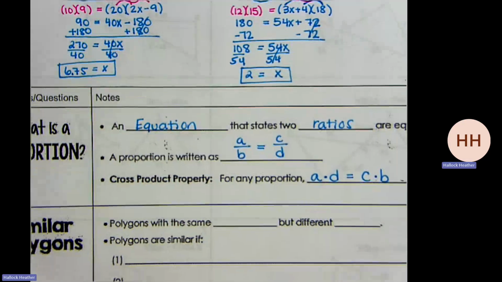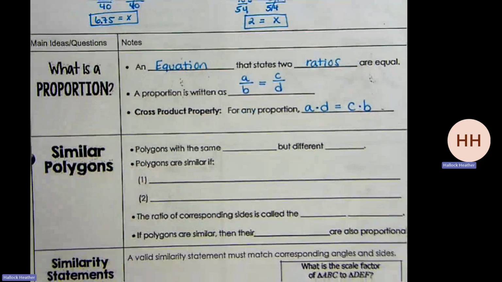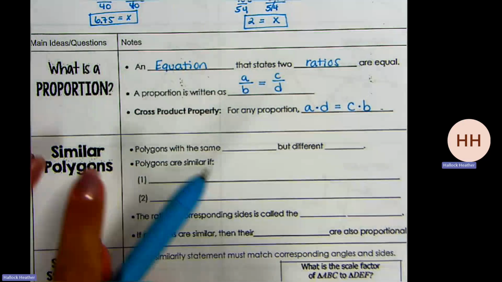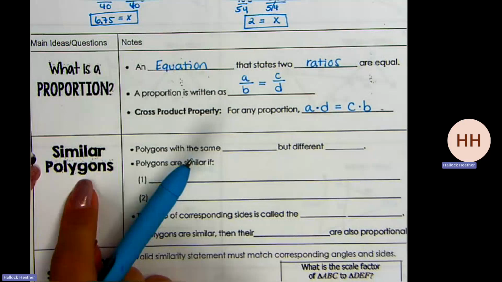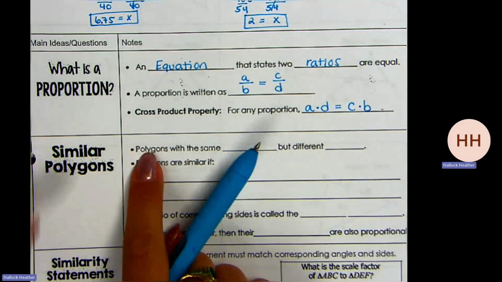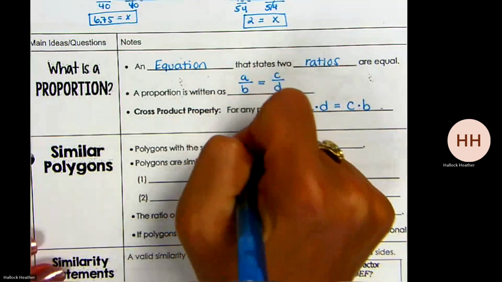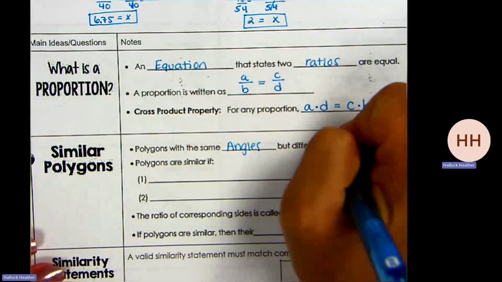For similar polygons, we've talked about congruent polygons. Congruent shapes are exactly the same: same shape, same size, everything is the same. Similar is the same shape, just a different size. So like yesterday, polygons with the same angles, but they are different sizes.